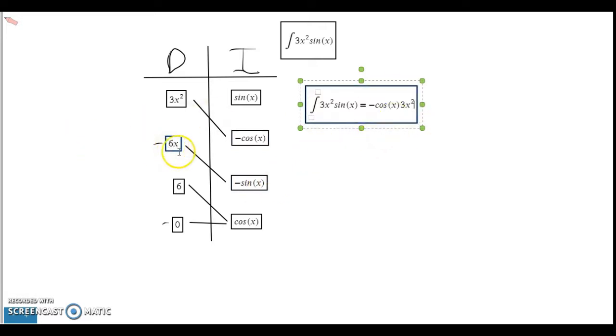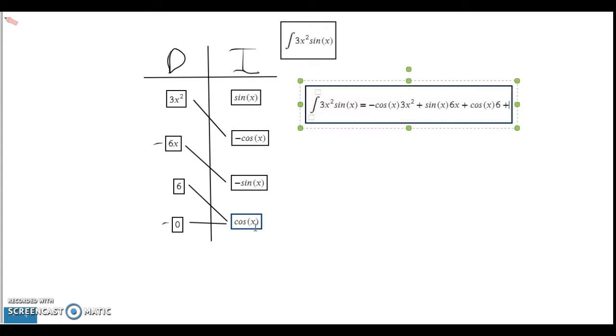Now we're going on to the next one. So it's negative 6x and negative sine. Since both of them are negative, it's going to come out to be positive. It's going to be positive sine of x multiplied by 6x. Alright, and then if you get the hang of it, you see the next one is just going to be positive because it's 6 times cosine. So cosine x times 6.